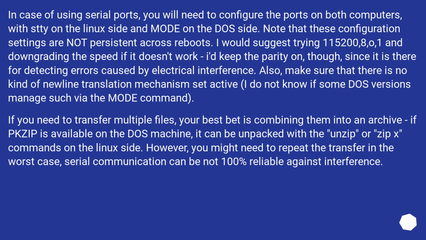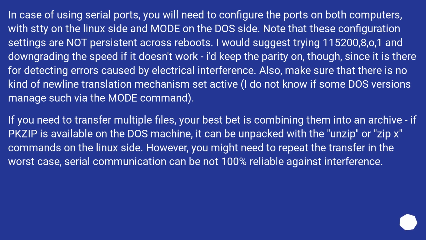In case of using serial ports, you will need to configure the ports on both computers, with stty on the Linux side and mode on the DOS side. Note that these configuration settings are not persistent across reboots. I would suggest trying 115200 8N1 and downgrading the speed if it doesn't work. I'd keep the parity on, though, since it is there for detecting errors caused by electrical interference. Also, make sure that there is no kind of new line translation mechanism set active. I do not know if some DOS versions manage such via the mode command.